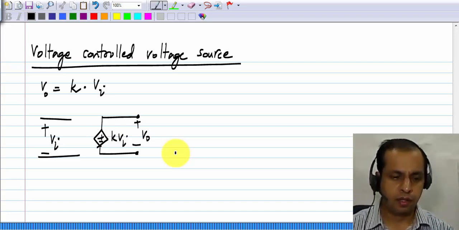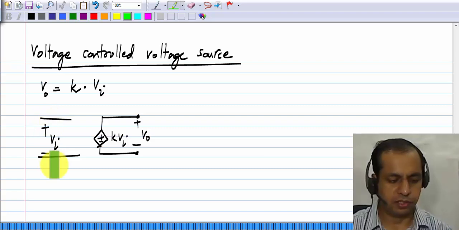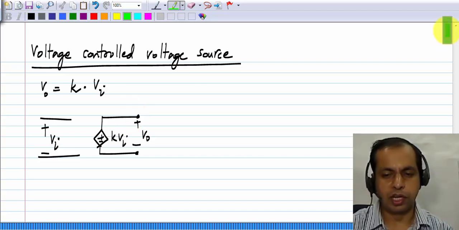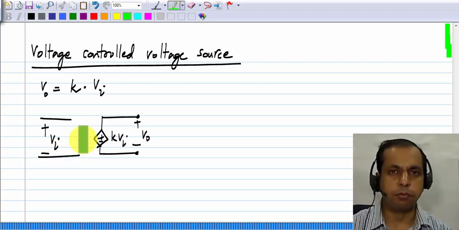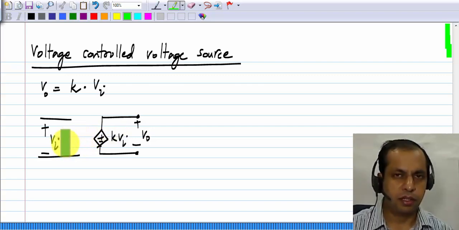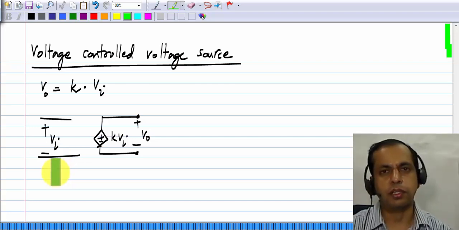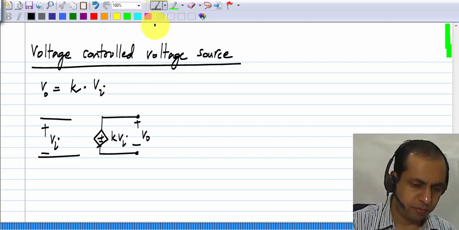Okay. Now you may think that any linear circuit is like this, right? If you apply some input somewhere, then you will get an output which is some number times the input. That's the characteristic of a linear circuit. Okay. Any linear circuit will give you some K times the input. But there are other characteristics that are important for a voltage controlled voltage source. Okay.